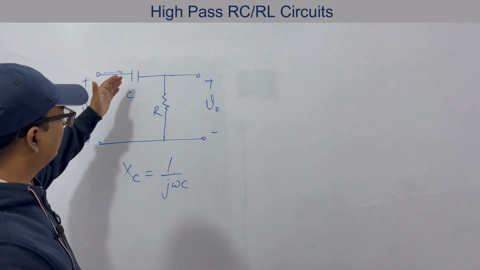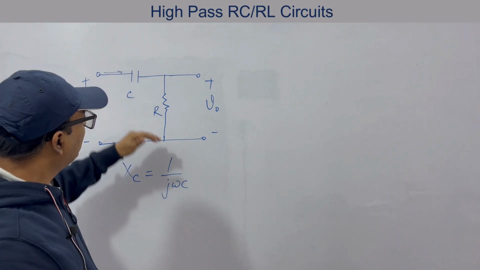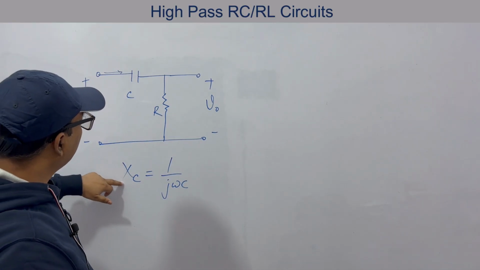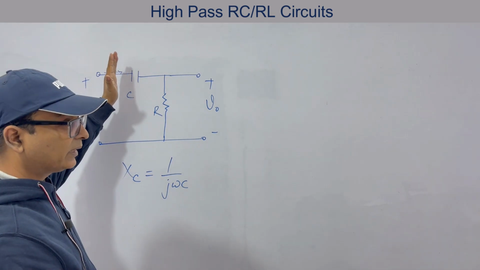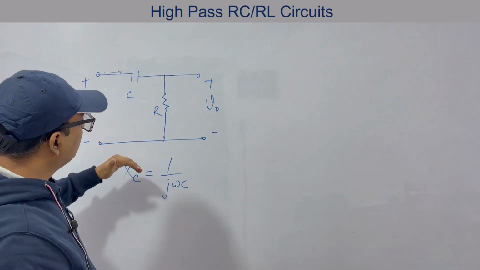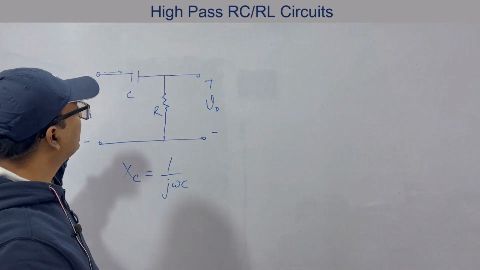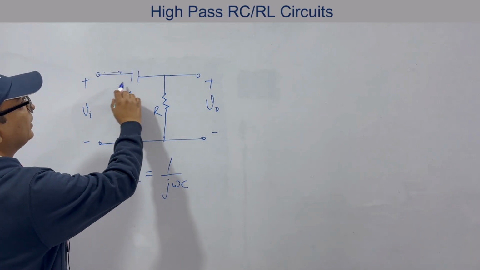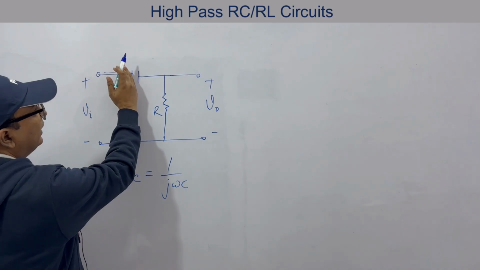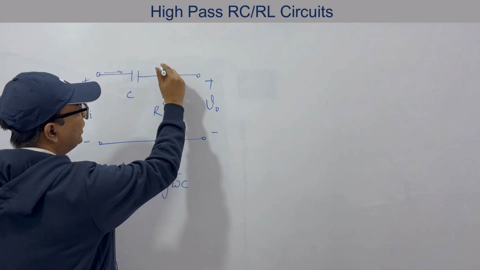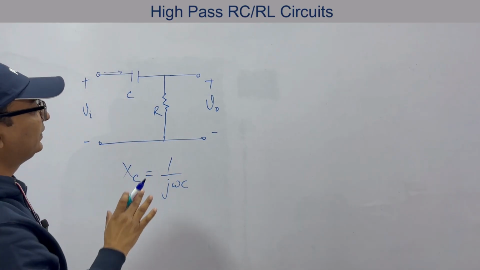That is, according to the values of C and R, if omega is below certain value, this reactance will be very high, and this will behave as an open circuit for those signals, or at least those signals will be attenuated. So we'll have certain frequency above which we'll have most of the signals passing through it. So this is high pass filter. Frequencies below certain value will be attenuated here, and above that value will pass through it and get into the output. So this is RC high pass filter.